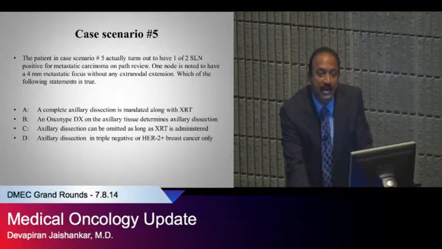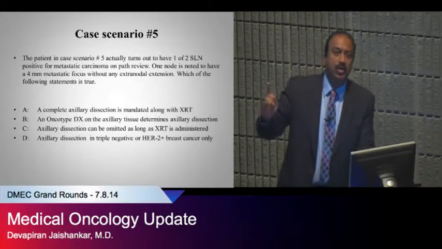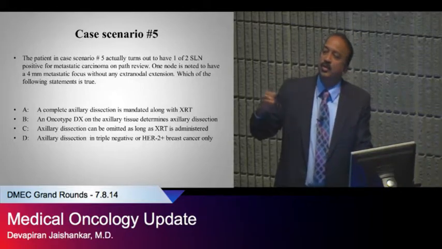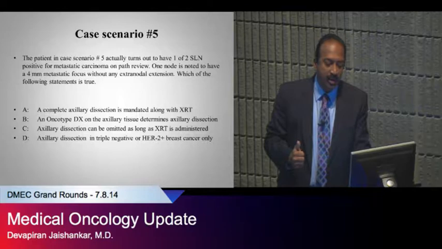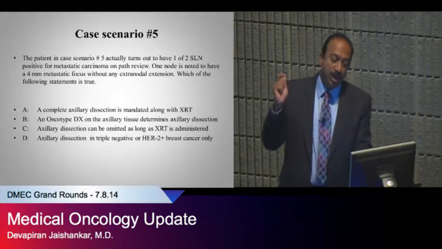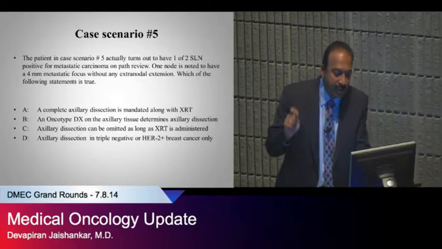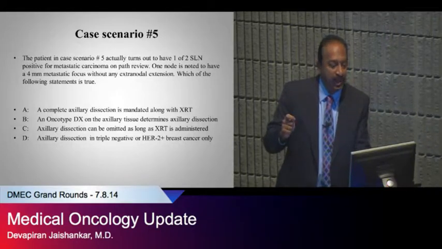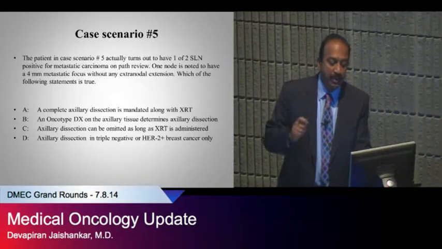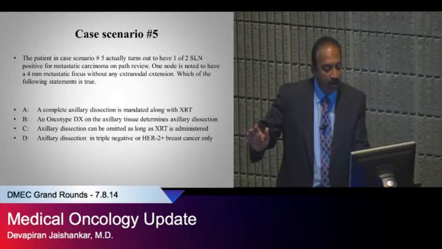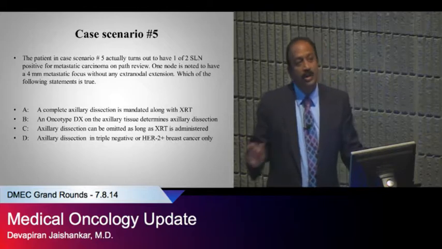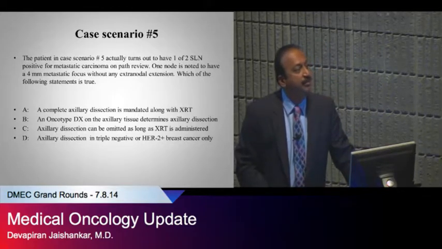The question here really is, you have a sentinel node that is positive, what else would you do with local treatment? Number one, would you offer a completion axillary dissection along with radiation? Number two, would you do an Oncotype DX on the axillary tissue to determine whether you need axillary dissection? Would you do an axillary, or can you omit an axillary dissection as long as radiation is given? Or would you do an axillary dissection only if they are triple negative or HER2 positive?